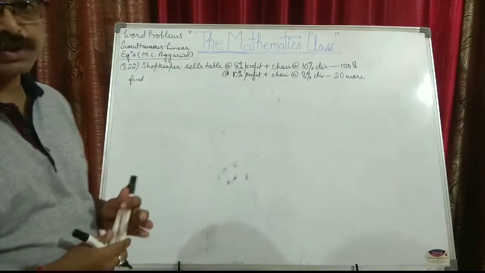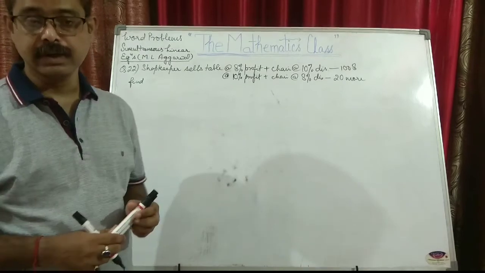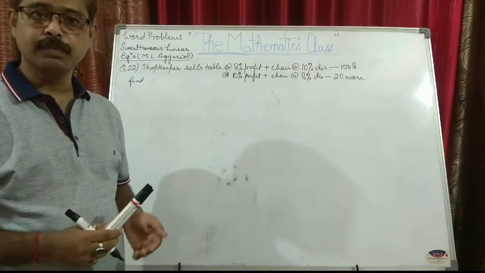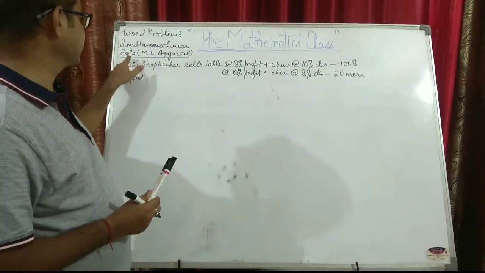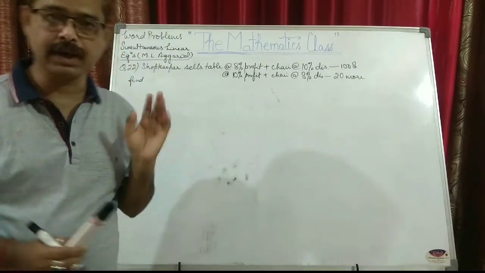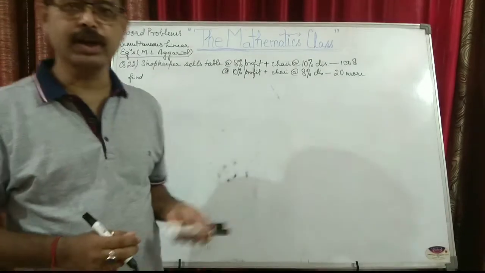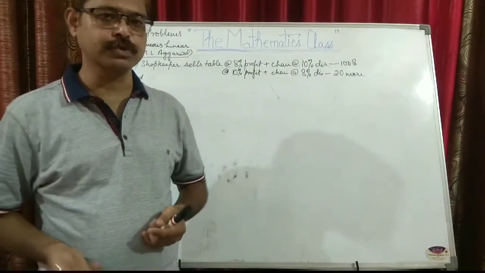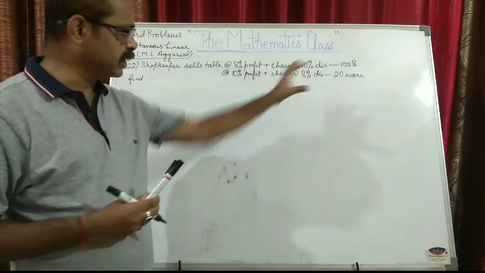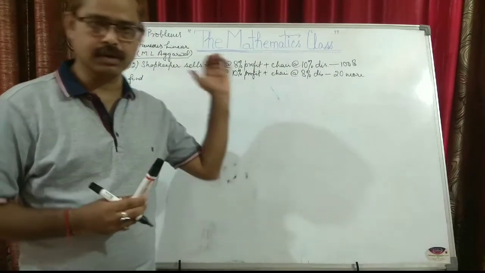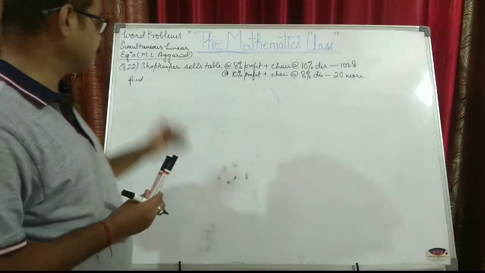This class is for class 9th in continuation to the previous two lectures of the chapter simultaneous linear equation word problems from Emil Agarwal. We have done up to 20 questions in the multiples of 2. Now I will be starting with the 22nd question. I have already written the main gist, or the crux, of the question. Let's see what is the question.